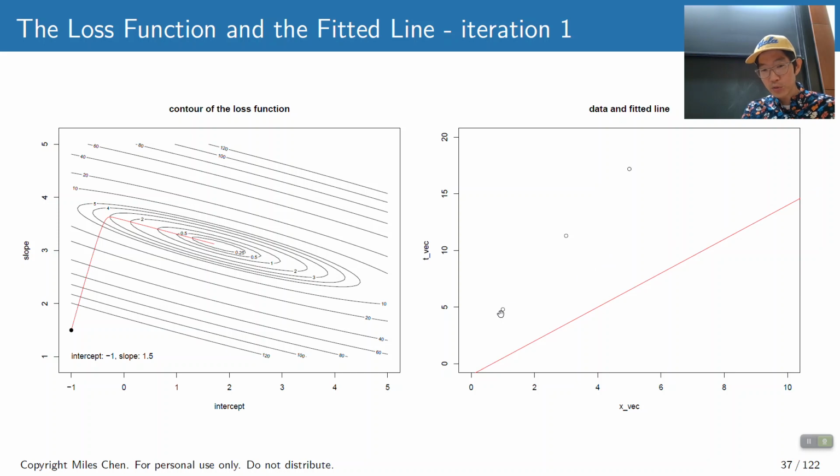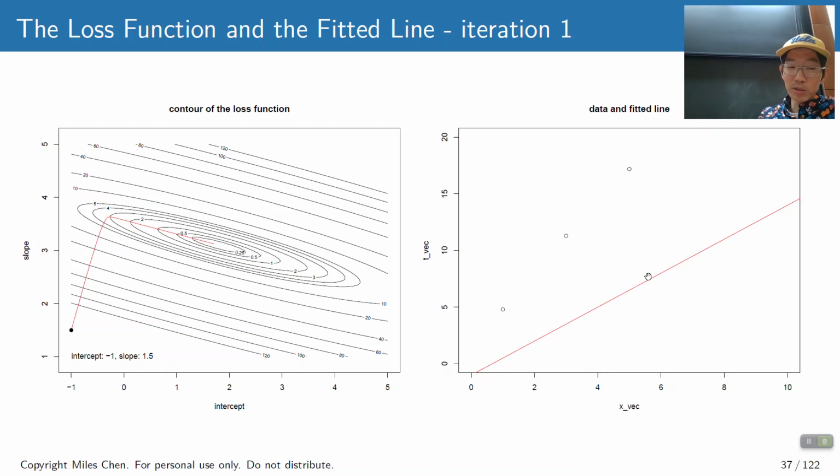The true values were 1, 4.8, and 3, 11.3, and 5, 18 point something. So this is the data, and we want our red line to fit closely to the data. Right now our red line, our estimated line where the slope is 1.5 and the intercept is -1, is doing a terrible job. This is where we start.